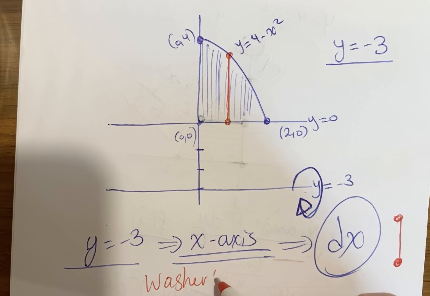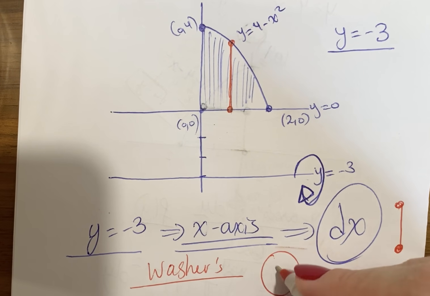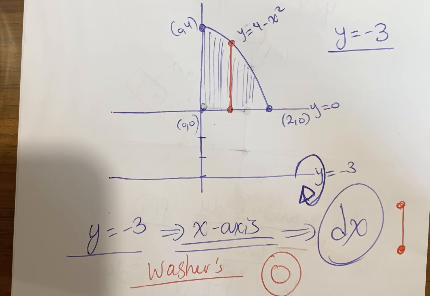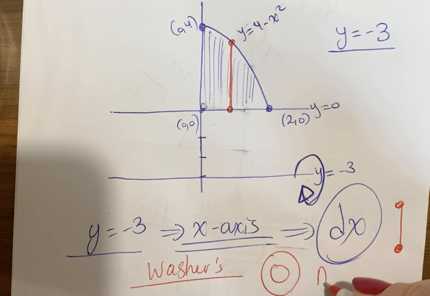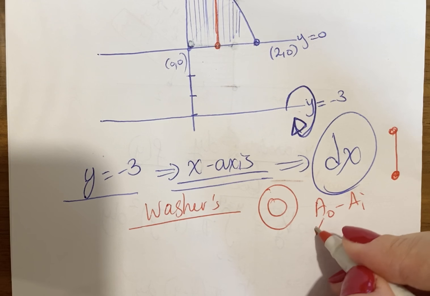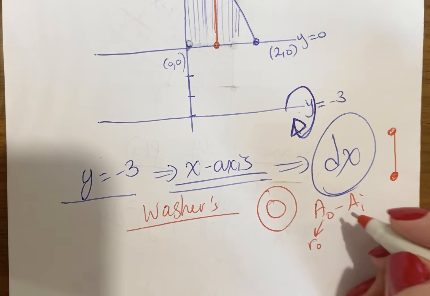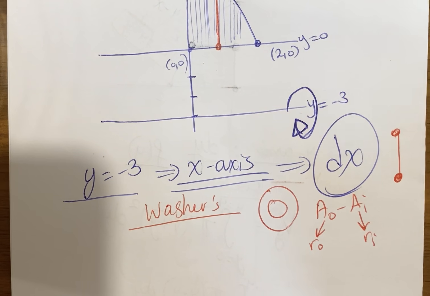We use Washer's method. In Washer's method, what should I worry about? I need the area of a donut. For the area of a donut, I need the area of the outer circle minus the area of the inner circle. The outer circle needs the outer radius, and the inner circle needs the inner radius.